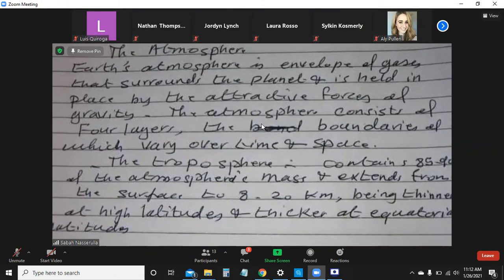Plus also, as a matter of fact, the thickness of it also varies with the season, as well as varying seasonally.